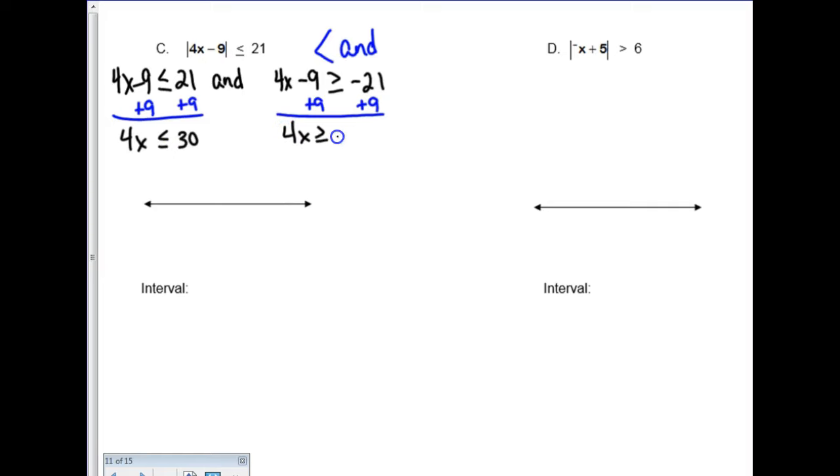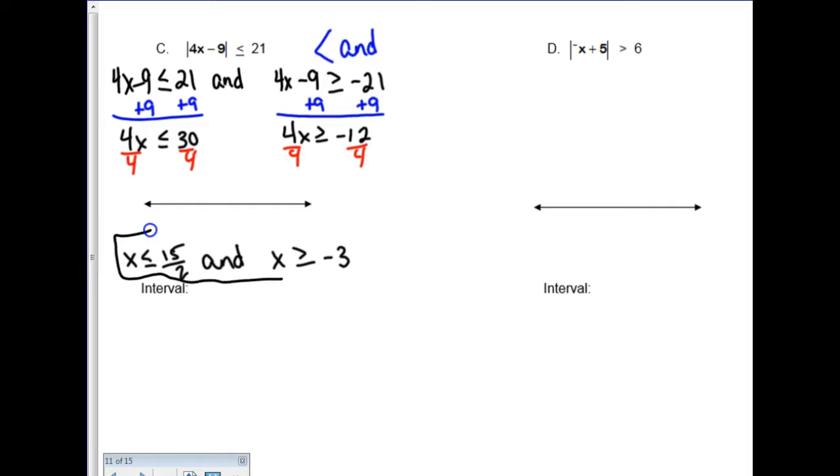So here, that's what, a negative 12? And then you're going to divide by 4. So I'm running out of room, so I'm going to write it down here a little bit. This becomes x is less than or equal to 30 over 4 reduces to 15 halves. 7.5 is another way to say that. But make sure the word and shows up. And then x is greater than or equal to, that's what, negative 3?